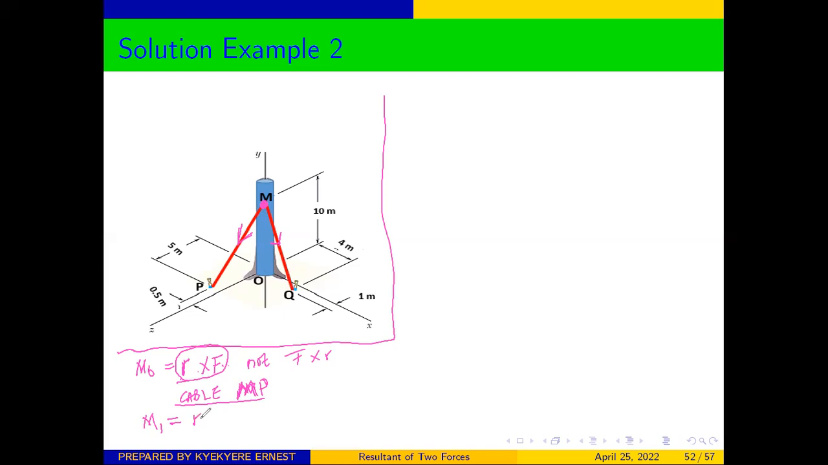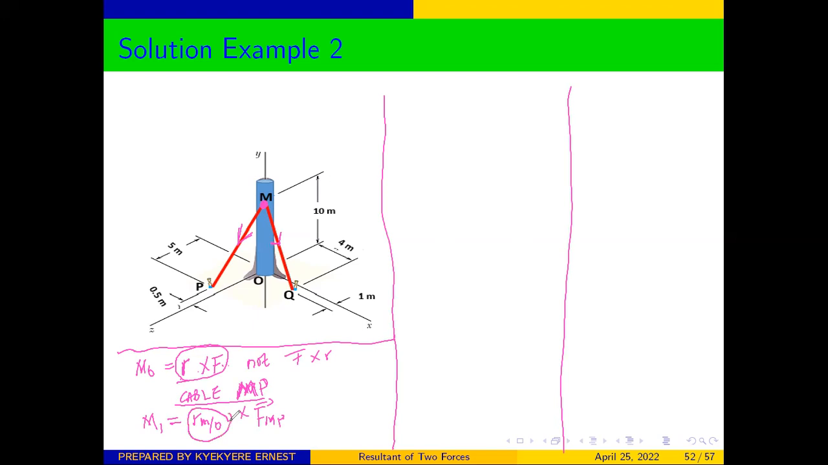our R M/O times our force, our tensional force in MP. So first of all, let's find our R M/O.